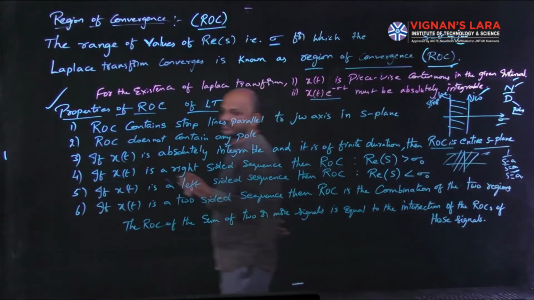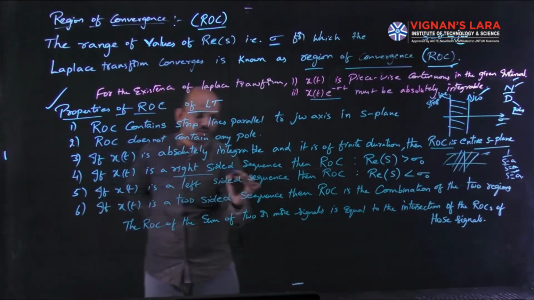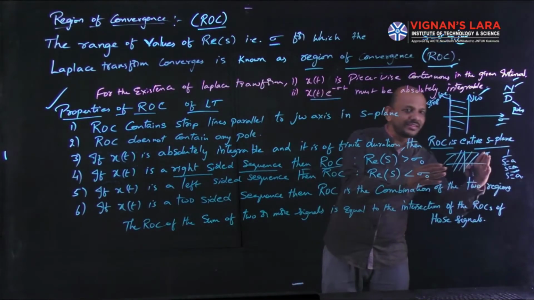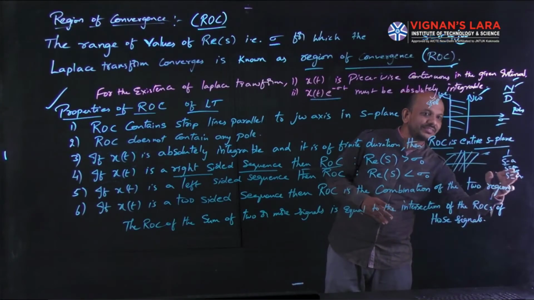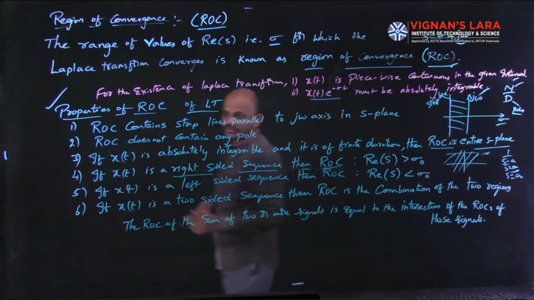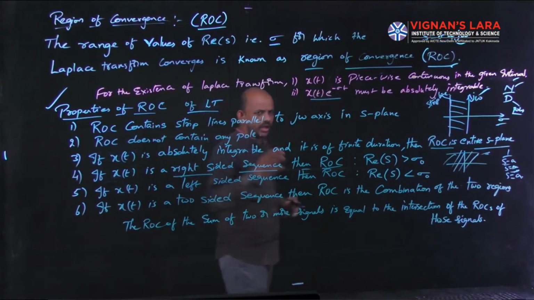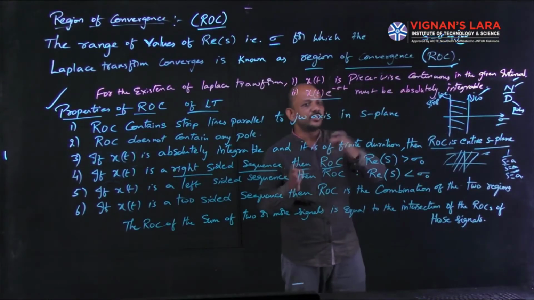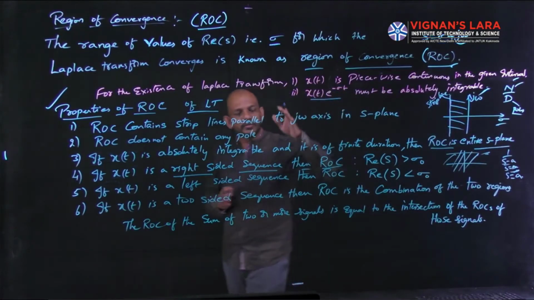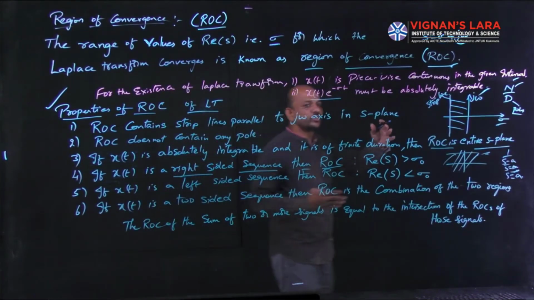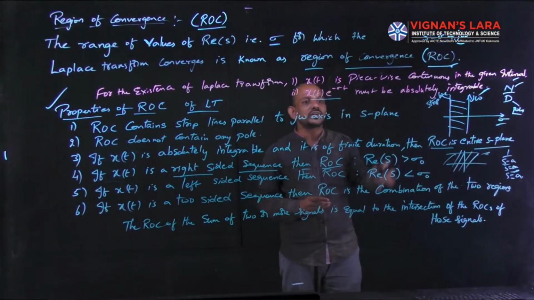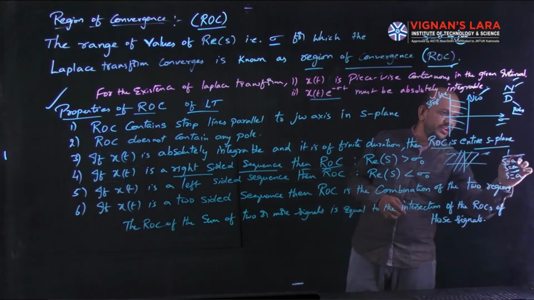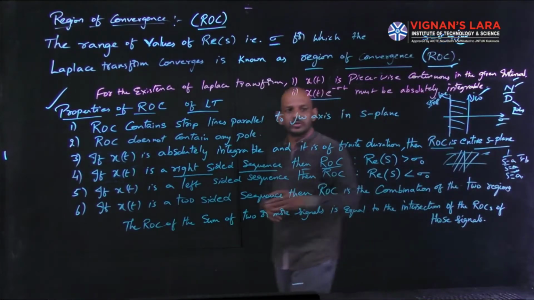In this case, if the signal is a right-sided sequence, then the ROC, the region of convergence, is the real part of S greater than this value. That is, for a right-sided sequence, the ROC is to the right of the rightmost pole, the final pole. If there are 3 or 4 poles, we have to go to the right side of the rightmost pole, so that in the ROC we don't have any poles. So if there are two poles, S minus A and S minus B, we have to take the rightmost pole.